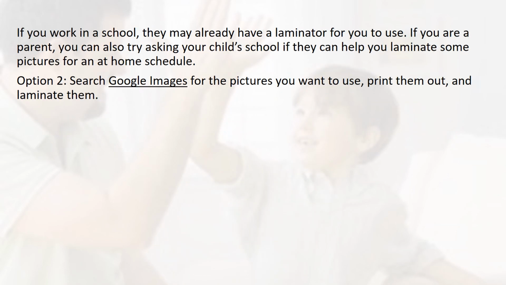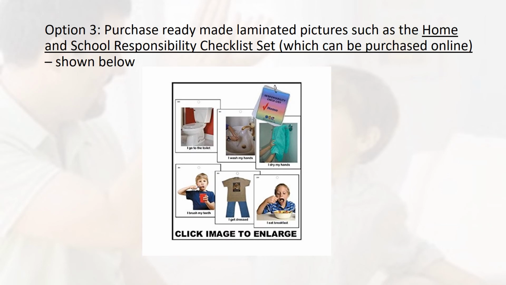If you work in a school, they may already have a laminator for you to use. If you are a parent, you can also try asking your child's school if they can help you laminate some pictures for an at-home schedule. Option number 2, search Google Images for the pictures you want to use, print them out, and laminate them. Option number 3, purchase ready-made laminated pictures such as the Home and School Responsibility Checklist, which can be purchased online. And here's an example of some of the pictures in the checklist below.